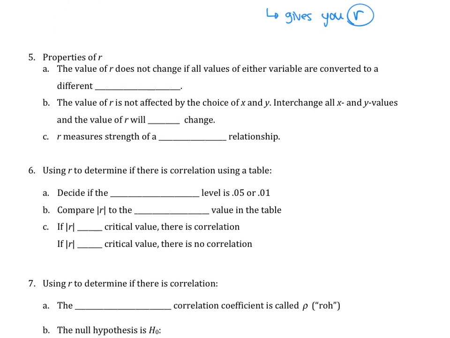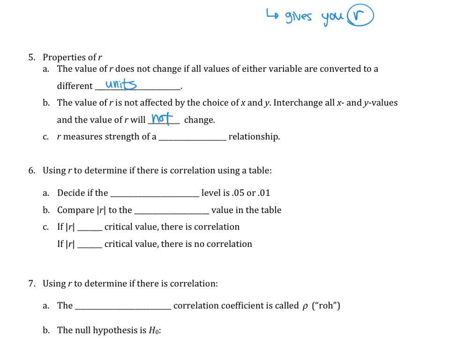The value of r does not change if the values of either variable are converted to different units. This is a minor point, but if you're measuring somebody's height in inches versus feet versus centimeters, if they're correlated, they're correlated. It doesn't matter what unit you're measuring in. Second, the value of r is not affected by the choice of x and y. If you interchange all x and y values, it will not change. So if x is correlated to the y values, then y is also correlated to the x values. It doesn't matter if you switch x and y.